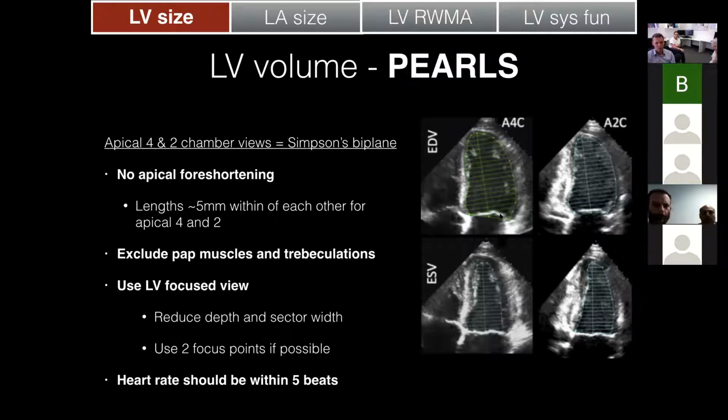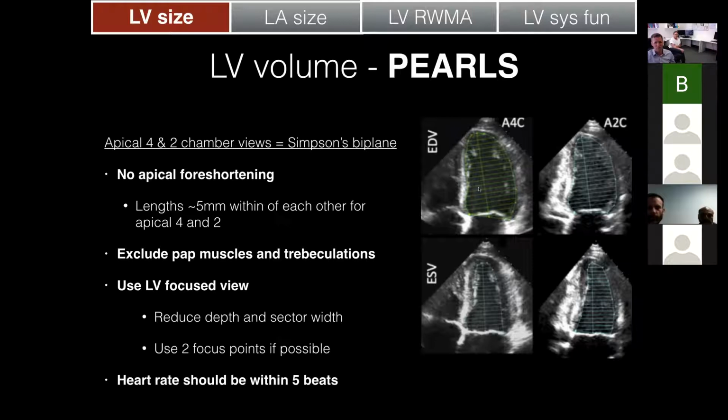So first of all, you've got to make sure you're not foreshortening the image, where you image not from the apex, you image somewhere else. There are a few ways that you can figure that out. The first way is to make sure that in your 4 chamber and your 2 chamber, when you're measuring that longitudinal measurement, the 4 and the 2 chamber are within 5 millimeters of each other. If they're not, you're probably foreshortening the image, or you're measuring it wrong. So that's rule number 1, you've got to compare that long axis from your 4 chamber to 2 chamber.